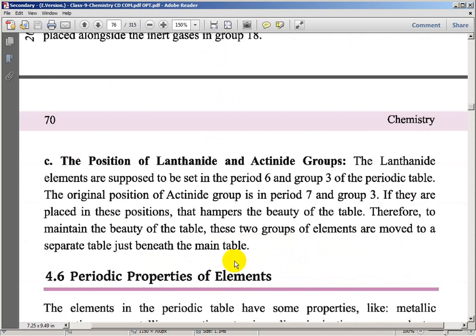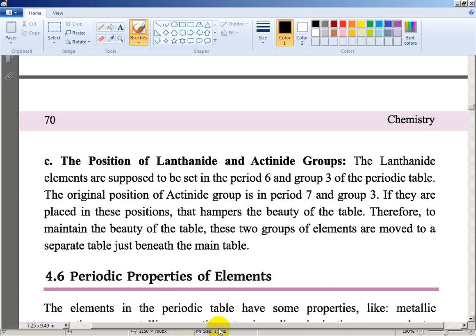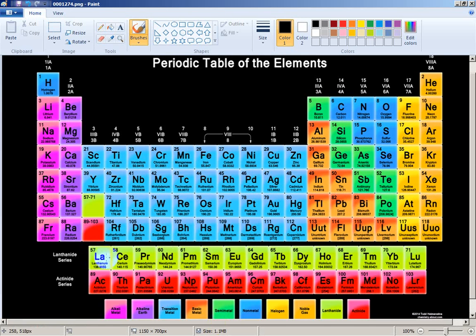Now, the position of the lanthanide series and actinide series. Why are these two series of elements not placed in the main periodic table? They are placed at the bottom of the periodic table. Why are these two series, the lanthanide series elements and actinide series elements, not placed here? If these elements were placed here, what would the periodic table look like?